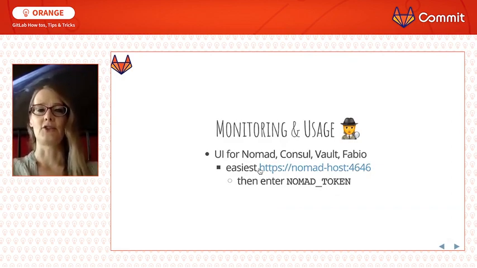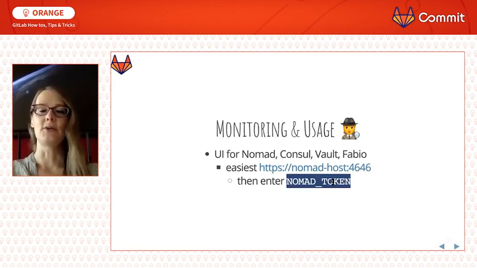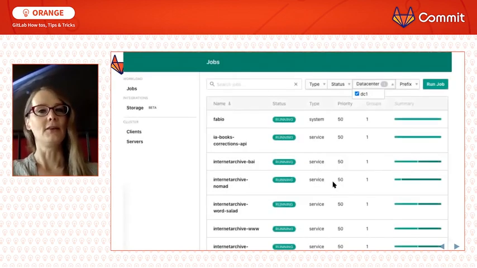It's really easy to talk to your Nomad cluster. Use the exact same 4646 URL that we used before, and then the repo will deny you until you enter your token, and then you're in. So here's what it looks like. We can sort on data centers and all sorts of different stuff. So we can look at the Fabio load balancer and different running jobs.